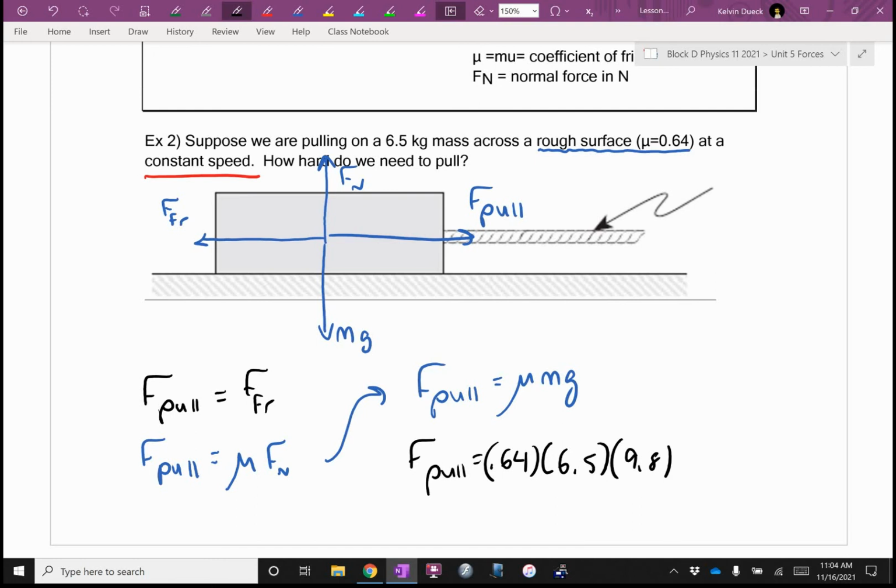Sorry? Anyone say it loudly enough that I can hear? 40.8? Is that right? Units, it's a force, Emma. Newtons.